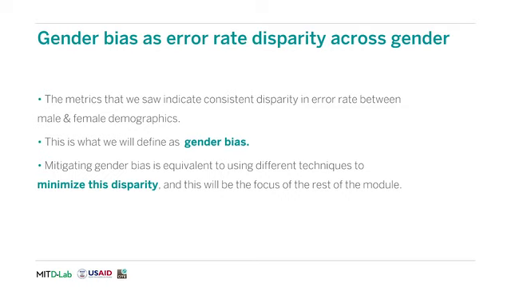The metrics that we just saw indicate consistent disparity in error rate between the male and the female demographic. This is what we will define as gender bias. Mitigating gender bias in this case is equivalent to using different techniques to minimize this disparity, and this will be the focus of the rest of the module.